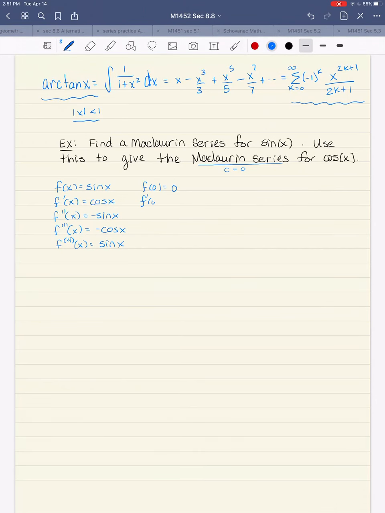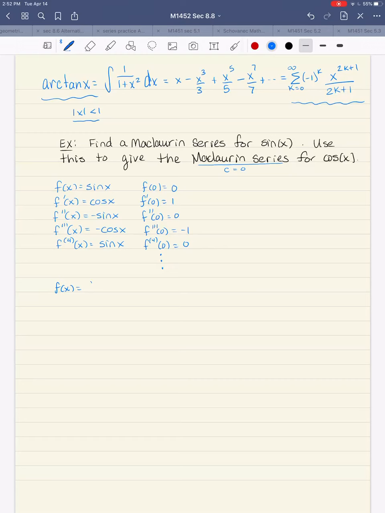Now we need f of 0. Sine of 0 is 0. Cosine of 0 is 1. So here I get a negative 1. And so on. So what this is telling me is every even derivative of f is going to be 0. Every odd derivative of f is either 1 or negative 1.